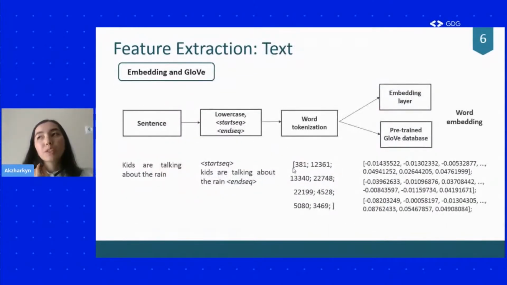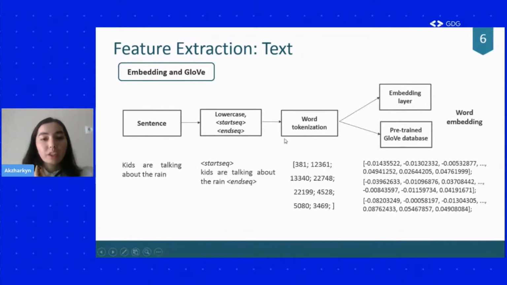Next, text. Since we need to train our model to generate text, we should give input in terms of text. However, we cannot input just raw text. We need to pre-process it and give it in terms of numerical values. This process is called vectorization. For example, we have the sentence, kids are talking about the rain. Then we do some pre-processing. We just do lowercase. We remove some extra spaces, numbers, symbols, special symbols, and add tokens at the beginning and at the end of the sentence. I will explain later why we need them.